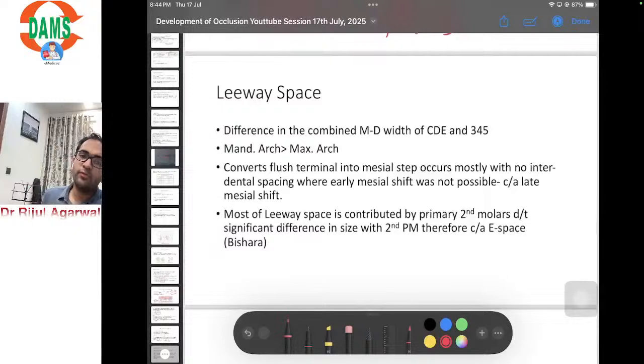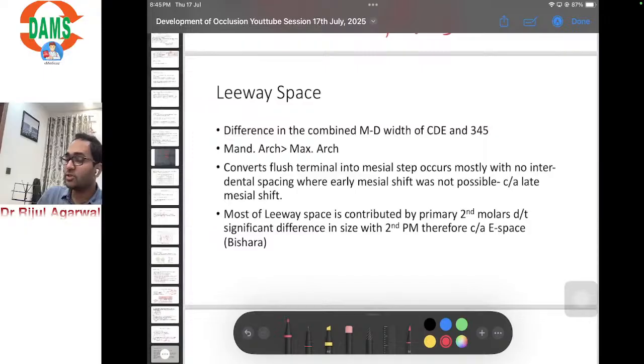Coming to the next concept, leeway space. Like incisor liability, where the permanent incisors were larger in size so it became a liability, now the permanent premolars and canines are smaller in size compared to the primary molars and canine, so here it becomes a space known as leeway space. The difference in the combined mesiodistal width of CDE and 3 4 5 is more in the mandibular arch than the maxillary arch. Why is this space required? As I told you, nature has a tendency to convert any flush terminal or end-on relation into class 1.